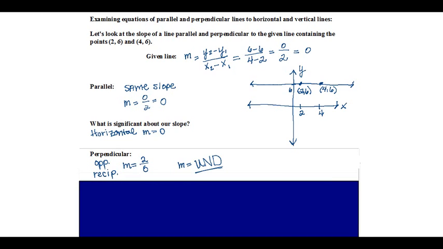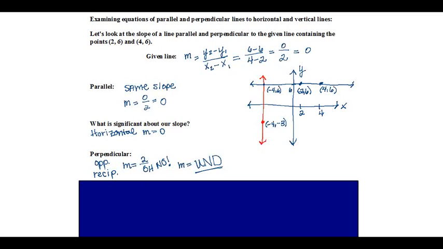Okay, moving on to the perpendicular. If I do the opposite reciprocal of 0 over 2, then I'm looking at a case where it's undefined. We have 0 in our denominator, and I'm going to say, oh no, because we do not want 0 in our denominator. We can't divide by 0. That's a math no-no. So our slope is going to be undefined.